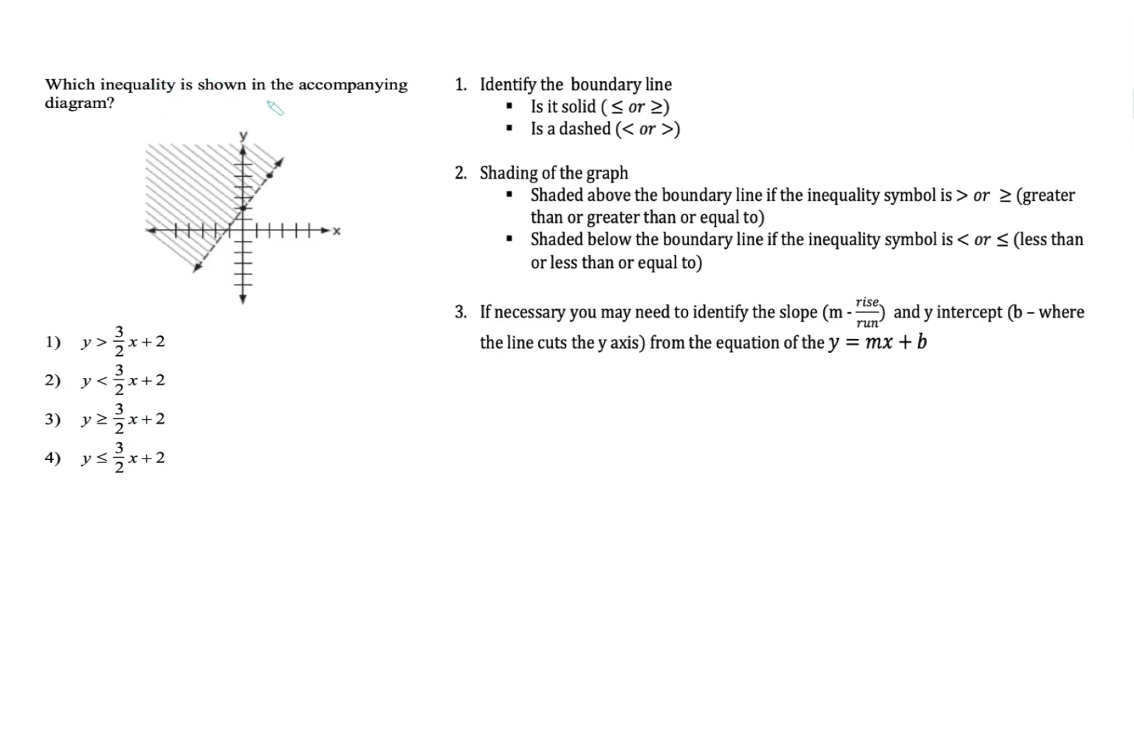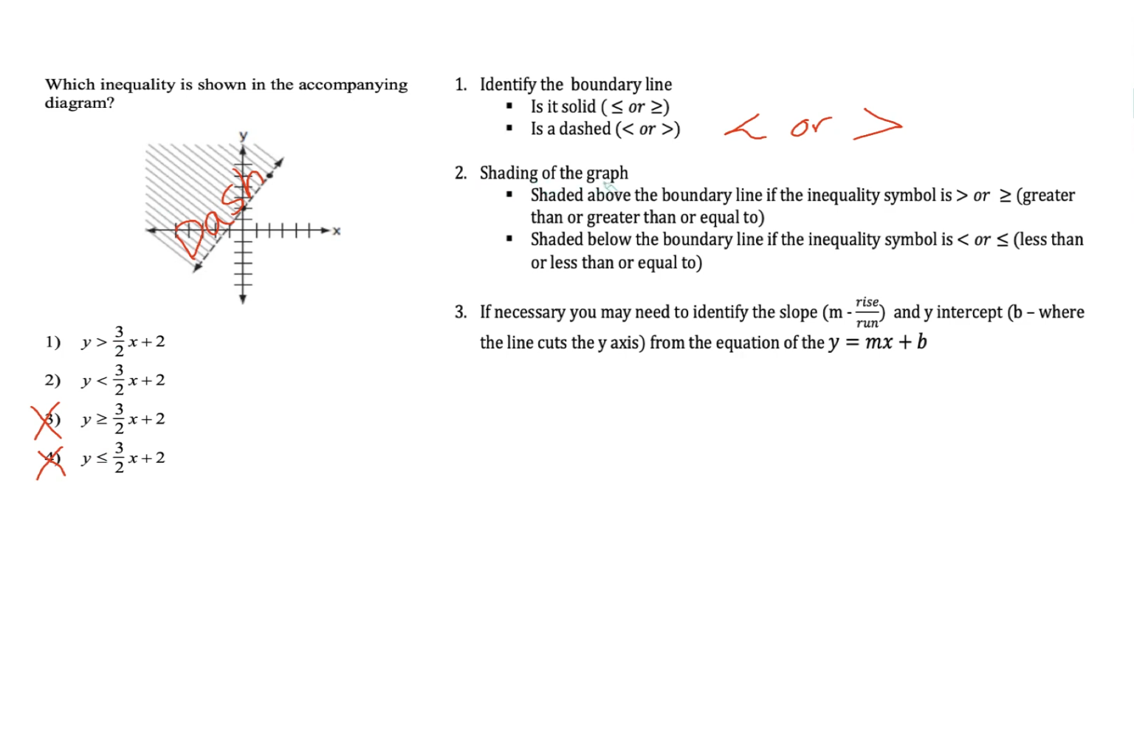Which inequality is shown in the accompanying diagram? Step 1, let's look at our boundary line. Our boundary line is a dashed line. Dashed line is associated with a less than or equals or a greater than or equals. With that information, I'm going to go to my answer choices and I can eliminate number 3 and number 4 because they have that equal sign there. Less than or equals or greater than or equals.